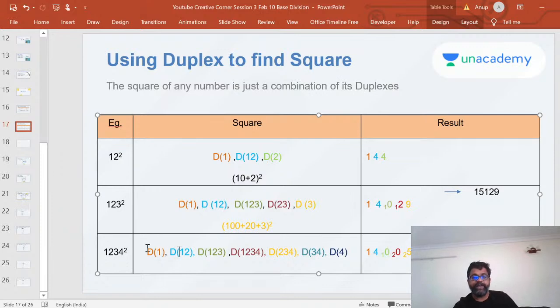So again, to recap, here I would find out the duplex of 1, which is 1. Duplex of 1 and 2 is 4. Duplex of 1, 2 and 3 is 10, right? Then the duplex of 1 2 3 4.